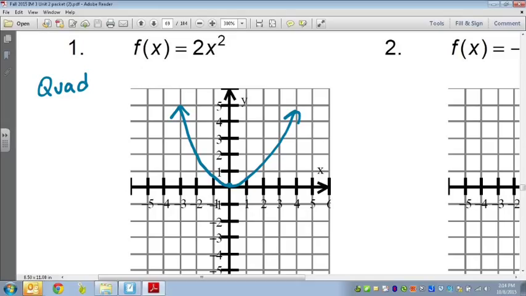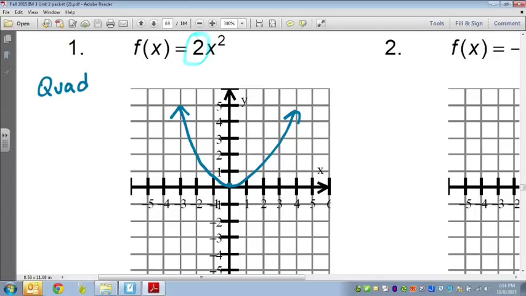There's no reflection because it's not negative, so it's going to stay facing upwards, or having a positive slope. And then I recognize that there are no shifts, meaning I'm not moving left or right, up or down. But I do notice that there is a 2 in front of x. If the number in front of x is greater than 1, that means it's going to be a vertical stretch, or the graph's going to be more narrow, or the slope of each part of the graph is going to be a little bit more steep. Whereas if it was between 0 and 1, the graph would actually be compressed, or a little bit more flat, or the slope would be more gradual.